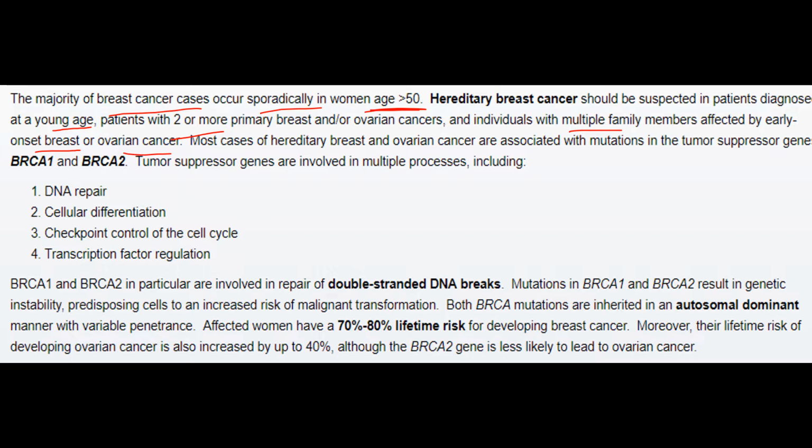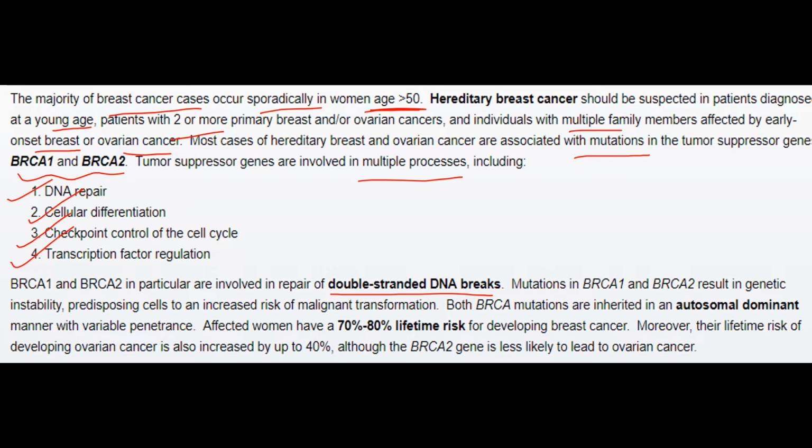Most cases of hereditary breast and ovarian cancer are associated with mutations in the tumor suppressor genes BRCA1 and BRCA2. These tumor suppressor genes are involved in multiple processes including DNA repair, cellular differentiation, checkpoint control of the cell cycle, and also transcription factor regulation. BRCA1 and BRCA2 in particular are involved in repair of double-stranded DNA breaks.